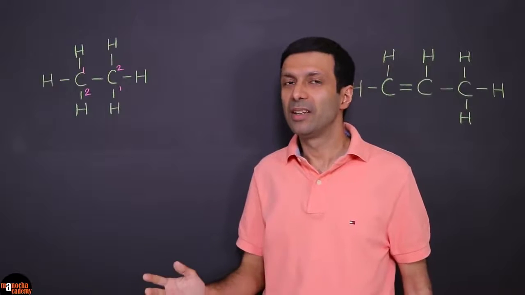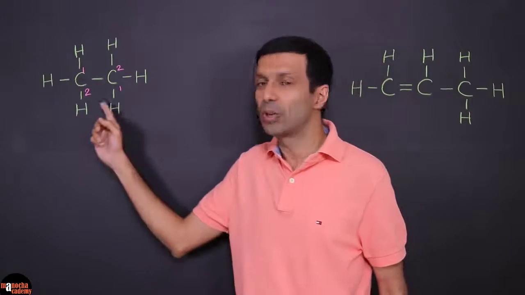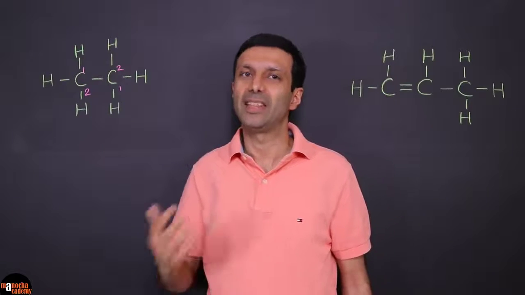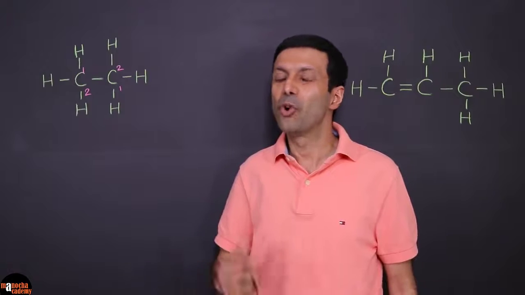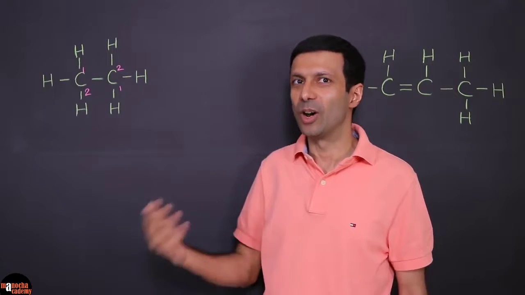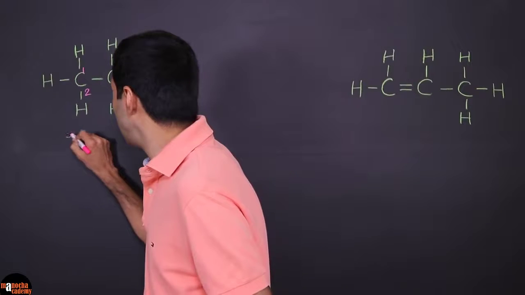Remember, there's a table. If there's 1 carbon, then the name starts with meth. 2 carbons, the name starts with eth. 3 carbons, it will start with prop. 4 carbons, but, and so on. So the name of this compound will start with eth.